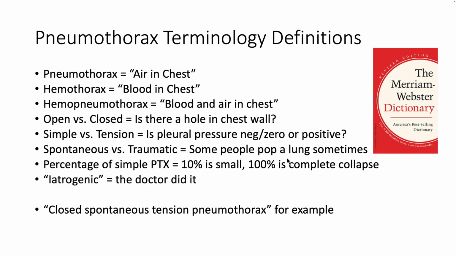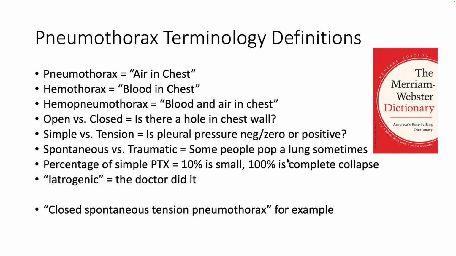The next question that we have is, is this a simple pneumothorax or is this a tension pneumothorax? What that means is, is the pleural pressure that we're measuring with that little gauge either negative, 0, or positive? If it's negative, that's the normal state. If it's 0, that would be if we had an open pneumothorax without tension, and then positive pressure inside that space is going to be our tension pneumothorax, and we'll go through the diagram of that in a minute.